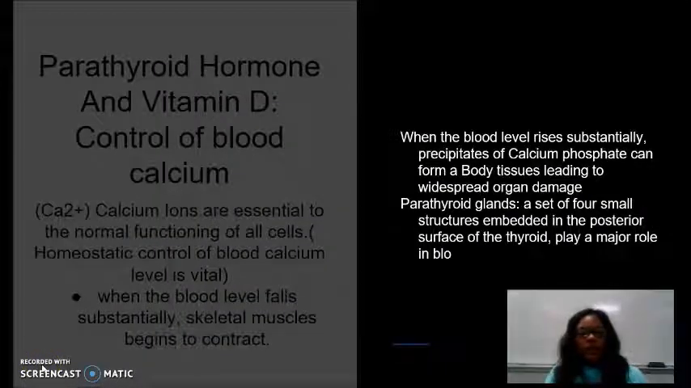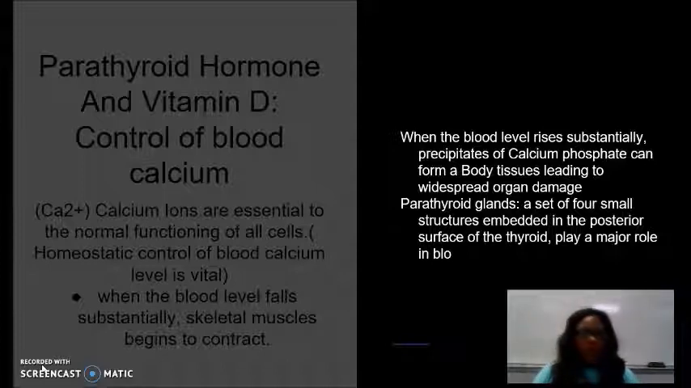Hello, my name is LaJoanna Banger, and I will be talking about how the endocrine glands respond to diverse stimuli and regulate homeostasis, development, and behavior. On this slide, calcium ions are essential to the normal functioning of cells. Homeostatic control of blood calcium level is vital. When the blood level falls substantially, skeletal muscles begin to contract.